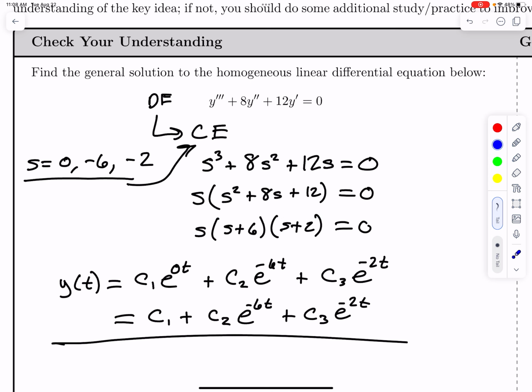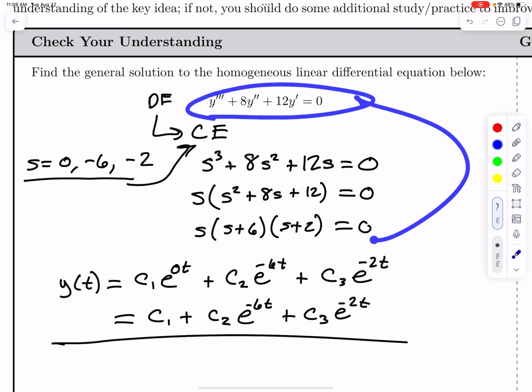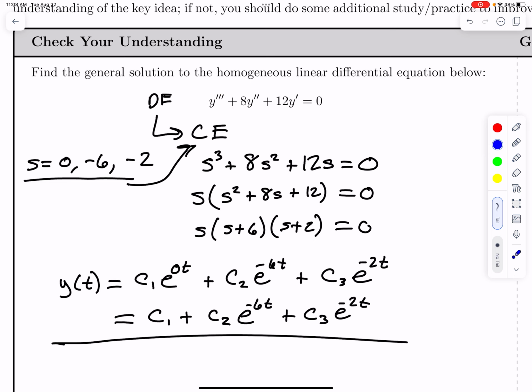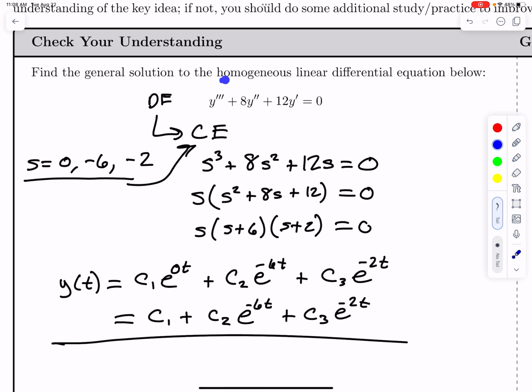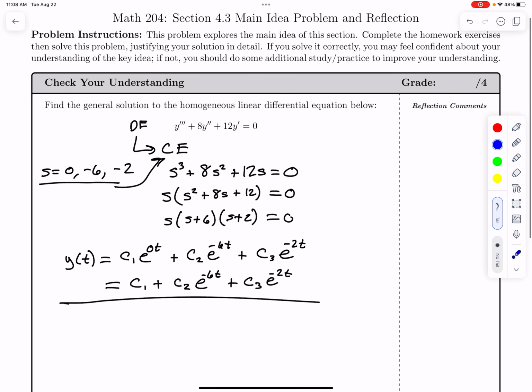So that is it. If you can take the differential equation, make the characteristic equation, find the roots, you can write down solutions, at least to homogeneous linear differential equations like that. So hopefully you got that one right.